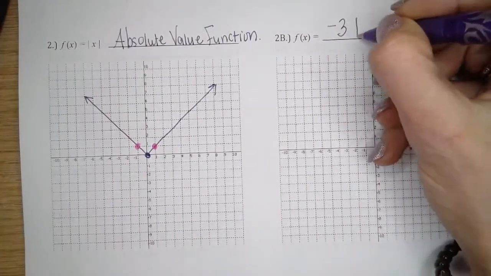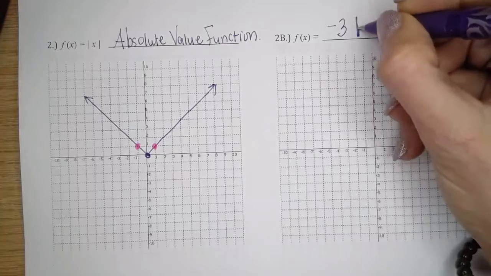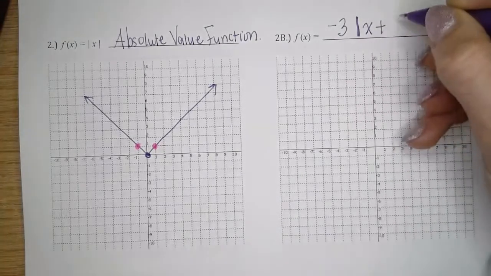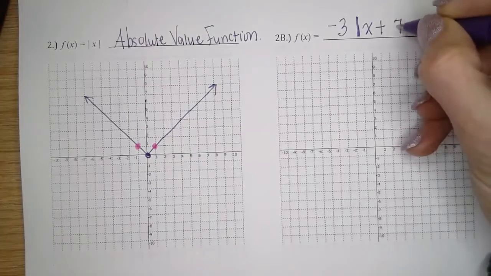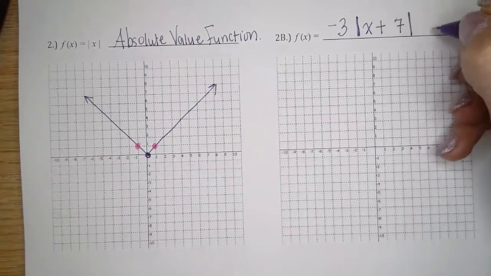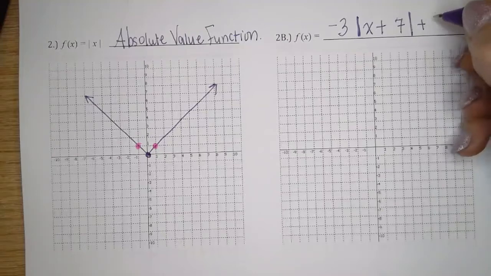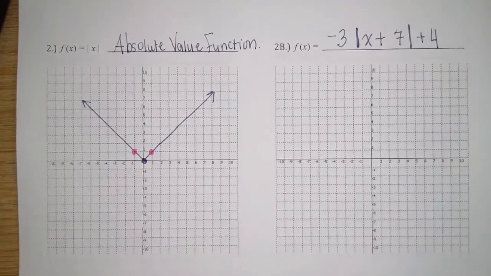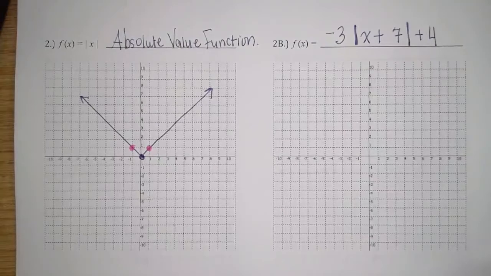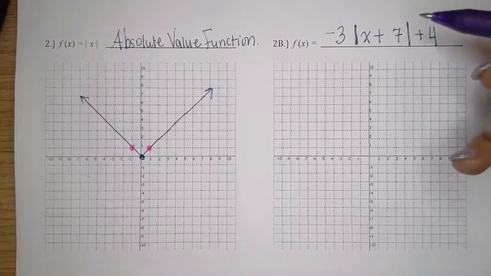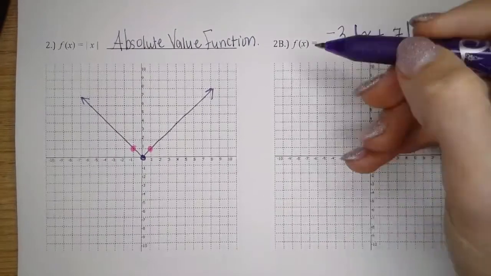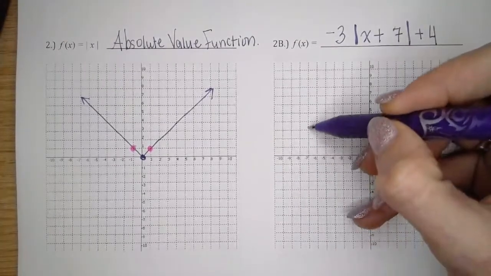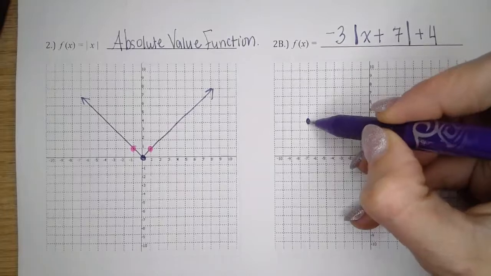-3 absolute value. That's how you know it's an absolute value function. It'll have absolute value bars, x plus 7, plus 4. All right, I know it's absolute value because it has absolute value bars in it. So I'm going to move my absolute value to the left 7, then up 4, plot my vertex.